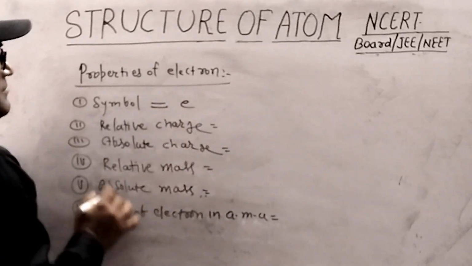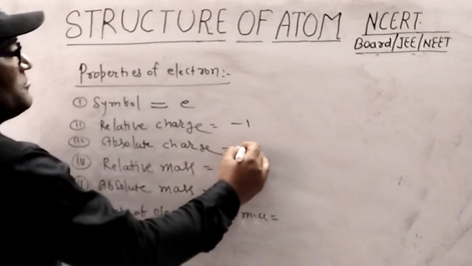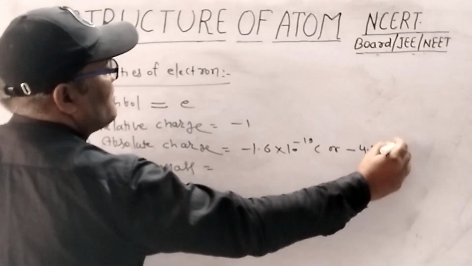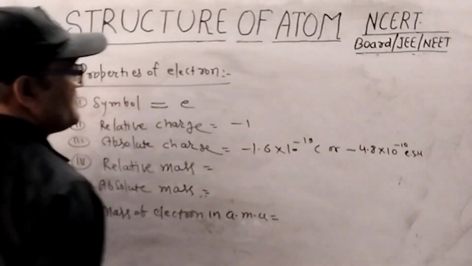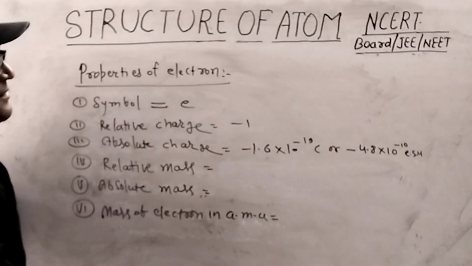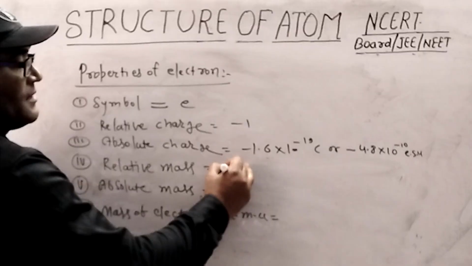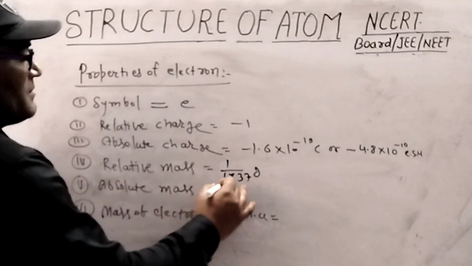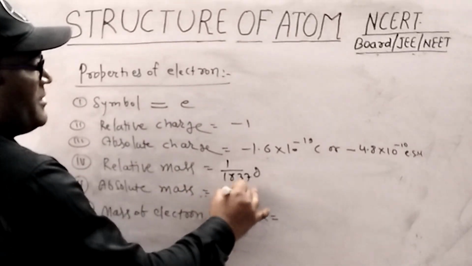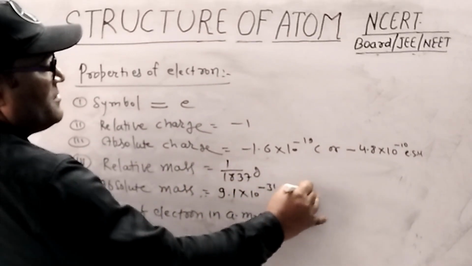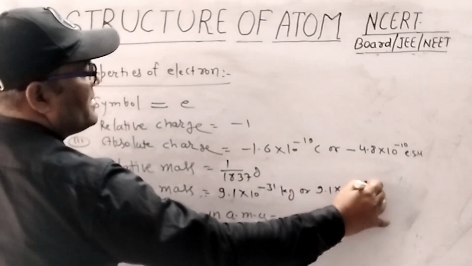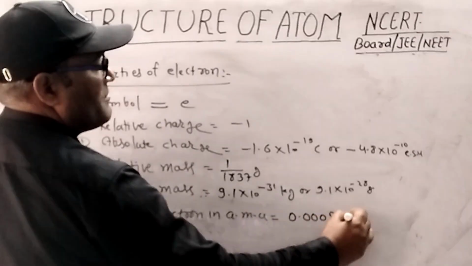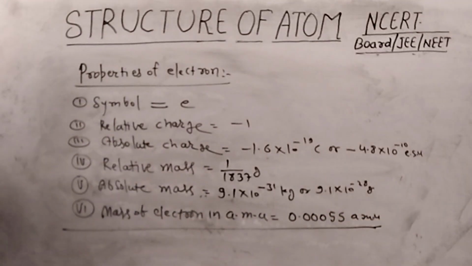Now the symbol of electron is small e. Relative charge of electron is -1, absolute charge is -1.6 into 10 to the power -19 coulomb, or -4.8 into 10 to the power -10 ESU. Now relative mass is 1/1837. Absolute mass of electron is 9.1 into 10 to the power -31 kg, or 9.1 into 10 to the power -28 gram. Mass of electron in AMU is 0.00055 AMU. So you can take a screenshot here.